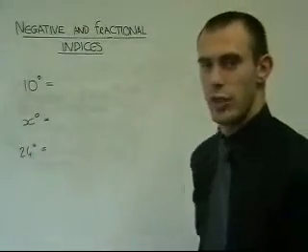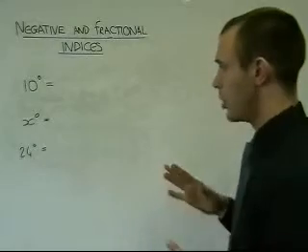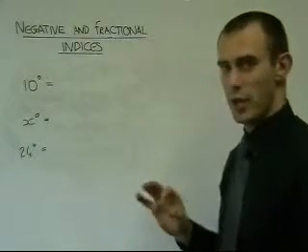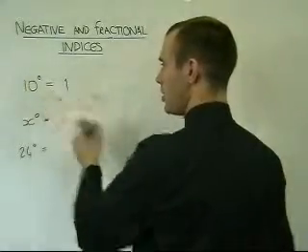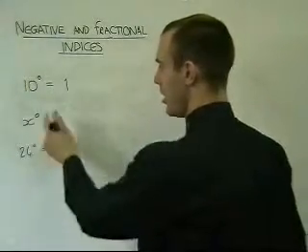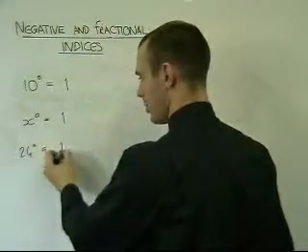Sometimes we see questions like this. Now, the indice here is 0. It's not 1, it's not minus 1, 0. Anything to the power of 0 is always going to be 1. So 10 to the 0 is 1. X to the 0 is 1. 24 to the 0 is also 1.